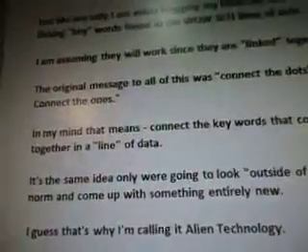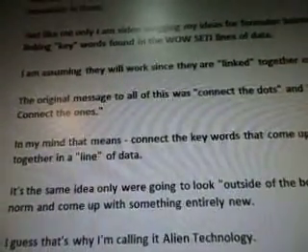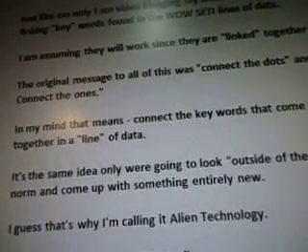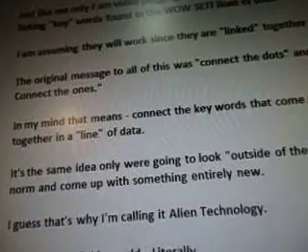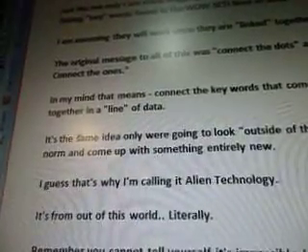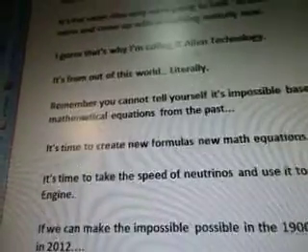The original message to all of this was connect the dots and connect the ones, meaning the number ones in the Wow Seti signal. In my mind, that means connect the keywords that come up together in a line of data. It's the same idea, only we're going to look outside of the box, of the norm, and come up with something entirely new. I guess that's why I'm calling it alien technology. It's from out of this world, literally.